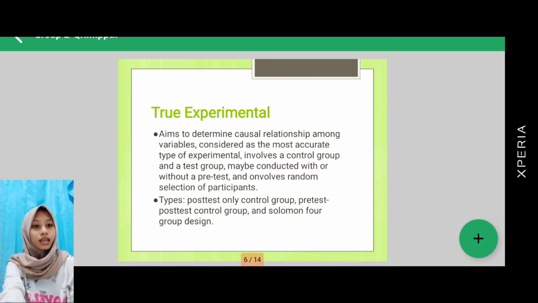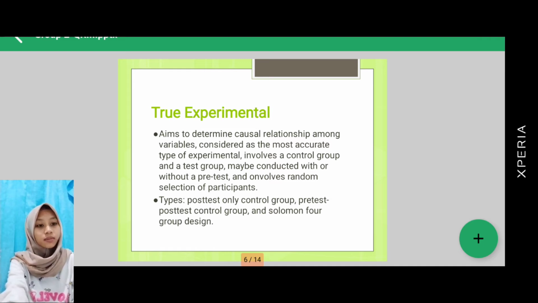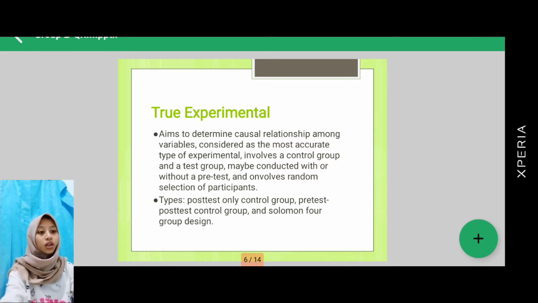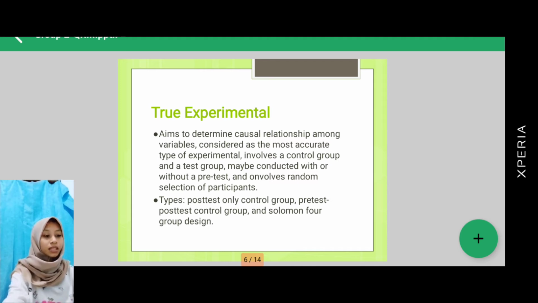The next is true experimental. It aims to determine the causal relationship among variables, and is considered the most accurate type of experimental research. It involves a control group and a test group. It may be conducted with or without a pretest, and involves random selection of participants. The types are post-test only control group, pretest post-test control group, and Solomon four group design.